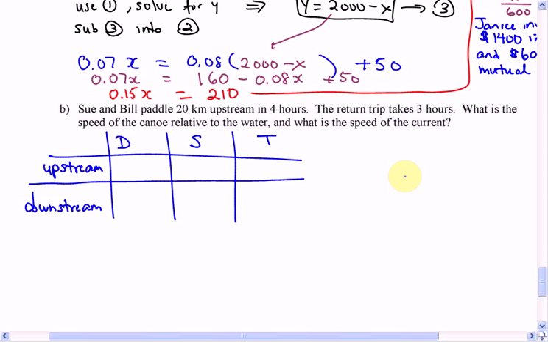And let's see if we can fill in the information. Sue and Bill both paddled 20 kilometers upstream. Distance is 20 in 4 hours. The return trip is faster. It takes 3 hours. So that means they must travel the same distance. But the question is, what's the speed of the canoe and what's the speed of the current? So maybe I'll say this. X is the speed of the canoe. Y is the speed of the current.